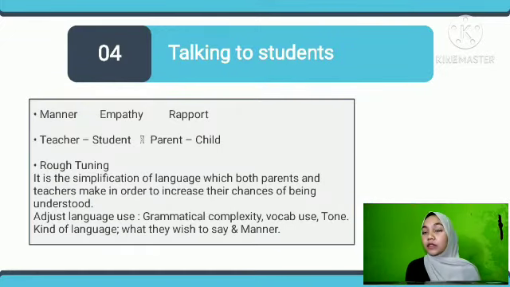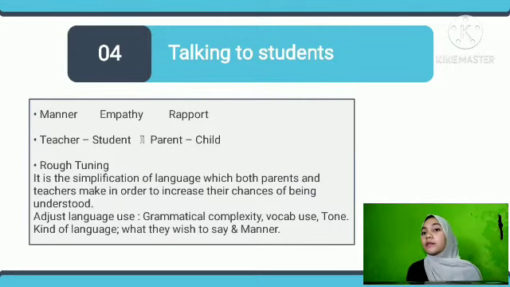Number 4 is talking to students. For the first one, this is the way we convey a sense of empathy to the students. And the second one is how we talk to the students as a teacher and student, and also as a parent and child. And the last, wrong turning.